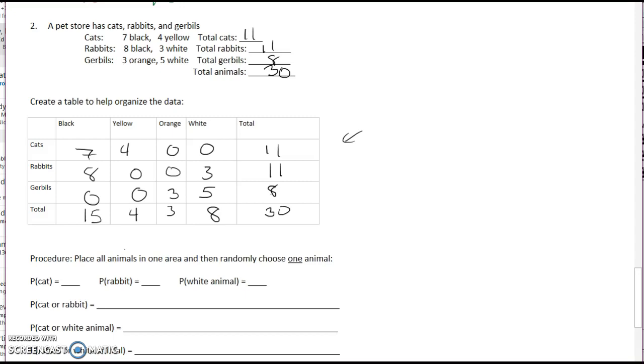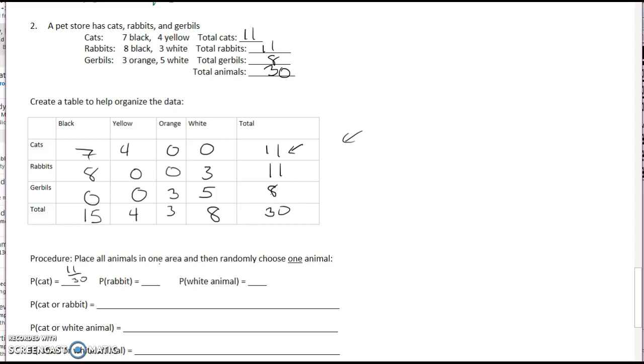So it says procedure: place all the animals in one area and randomly choose one animal. I would not suggest putting all of these animals in one area together. That would not go very well, but let's say we put their names in a hat or number them. So what's the probability that I get a cat? You can see that we have 11 cats out of 30 total animals, so the probability of getting a cat is 11 out of 30.